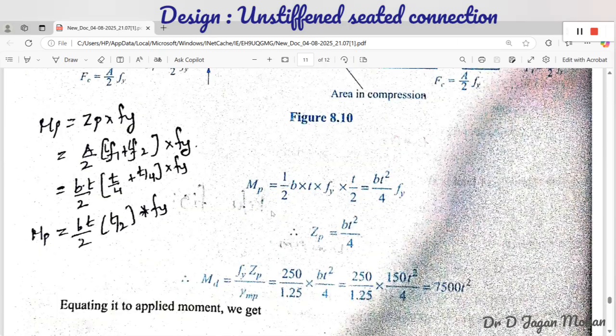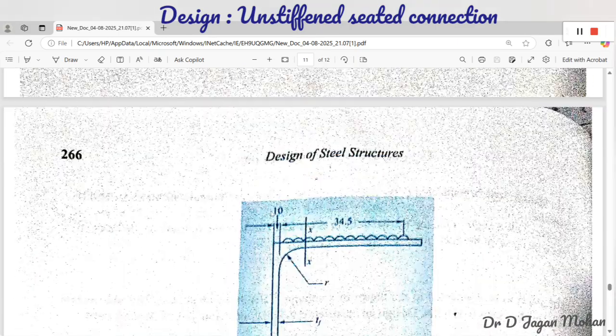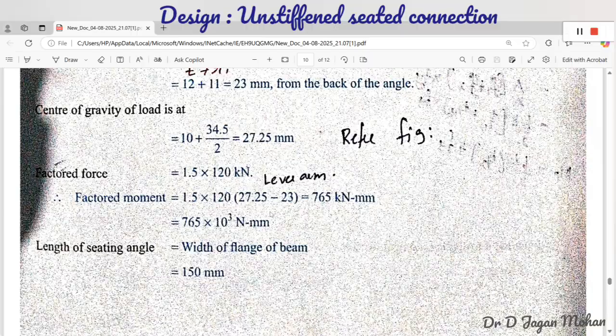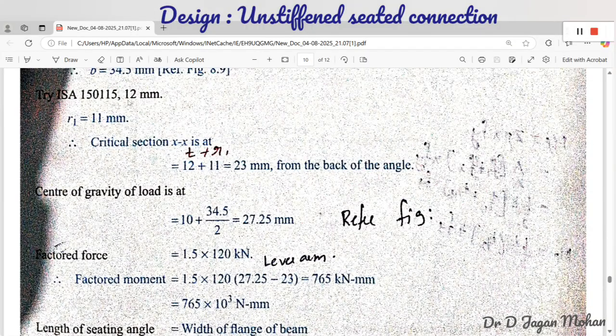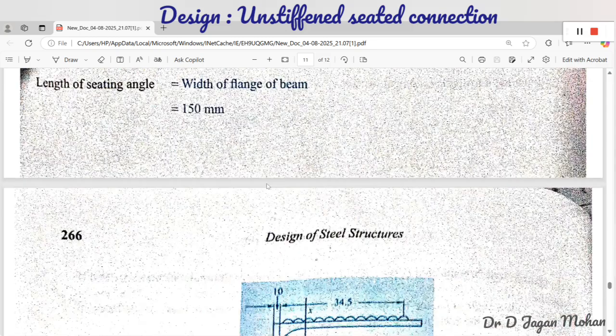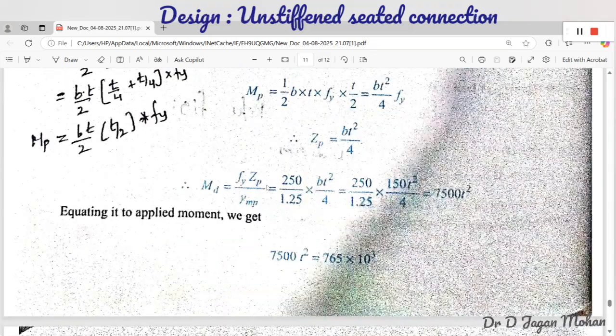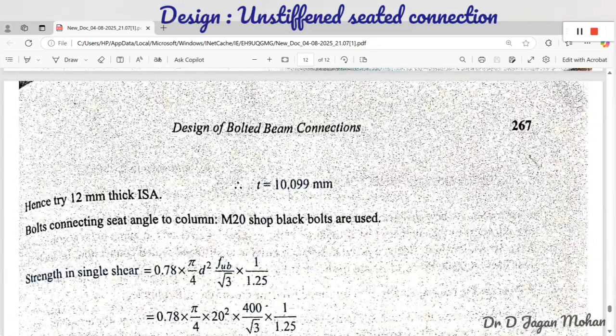The size of the angle is now thickness is 12 mm. We are considering that, so that is sufficient. 12 mm thickness is sufficient. If the thickness requirement is more, you have to redesign this one. If you get more than 12 mm here, then you have to redesign this one.